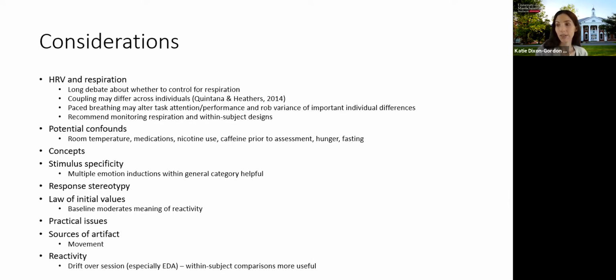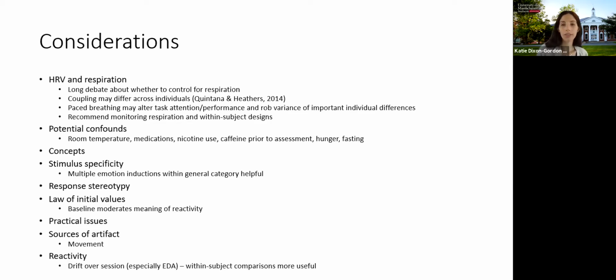Coupling is likely to differ across individuals. Some paradigms do paced breathing to try and get everybody on the same breathing page, and then measure HRV from there. Depending on what you're measuring, but especially if you're interested in stress reactivity, I think you're going to rob yourself of a lot of variance if you do that, potentially. And it's conceivable to me that respiration is one of the mechanisms by which HRV actually means something. So I recommend monitoring respiration. Collect those data. If you're going to do some paced breathing to get people on the same page, really carefully consider and make sure that that's not going to rob you of the variance that you're actually interested in.